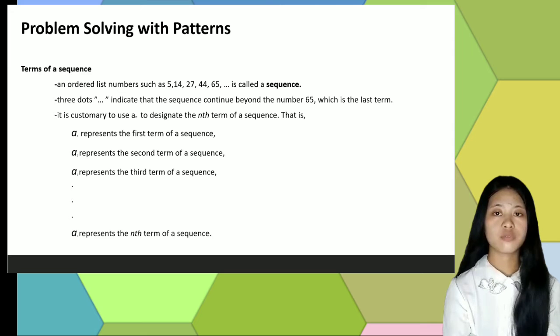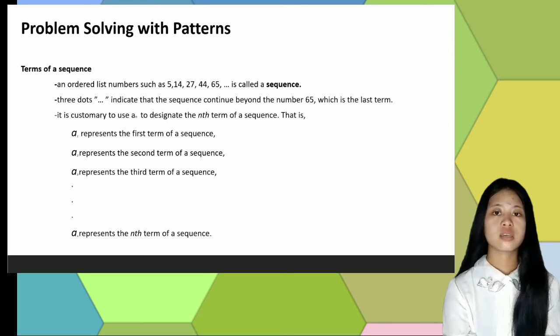In the above sequence, 5 is the first term, 14 is the second term, 27 is the third term, 44 is the fourth term, and 65 is the fifth term. The 3 dots indicate that the sequence continues beyond 65, which is the last written term.